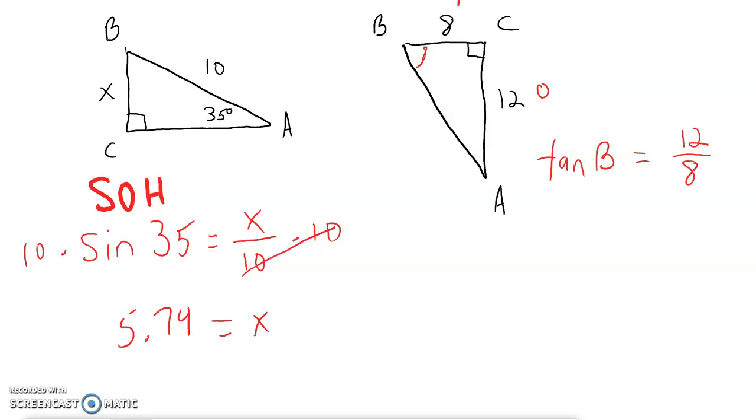adjacent side. Okay, from here, to find the missing angle measure, I've got to use inverse tangent. So what that looks like is this. Inverse tangent of 12 over 8. You type that in your calculator, and you should get a measure of 56.3.